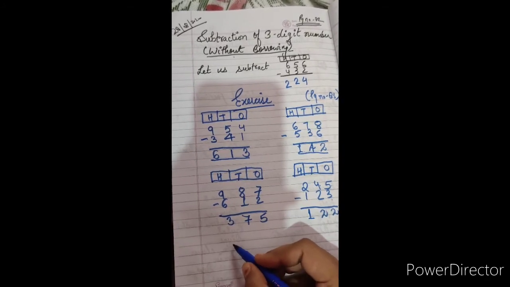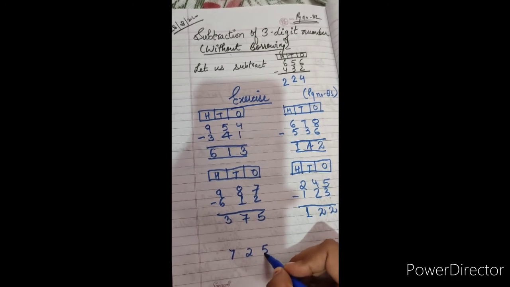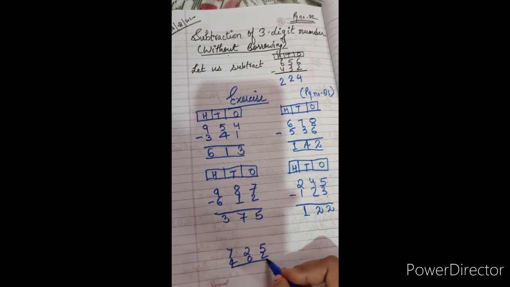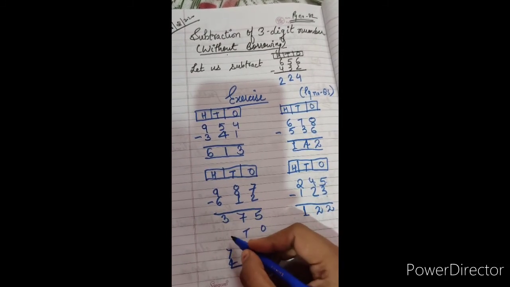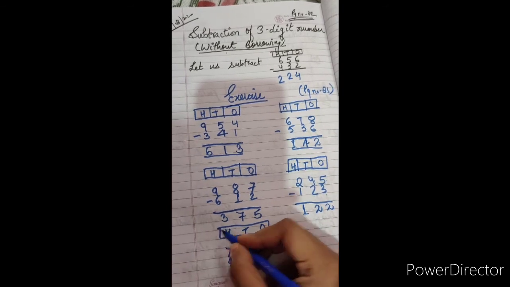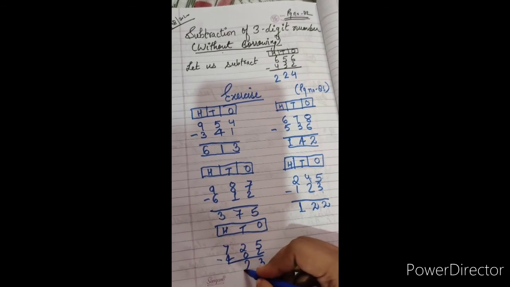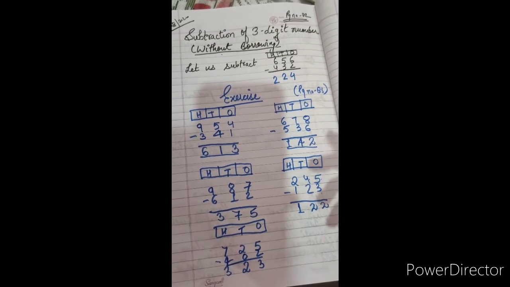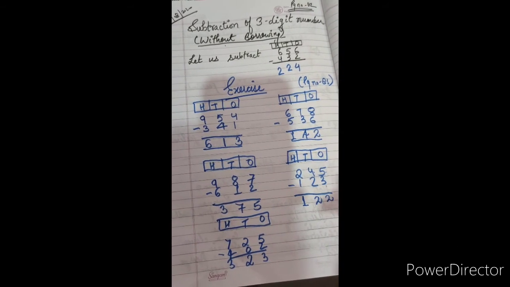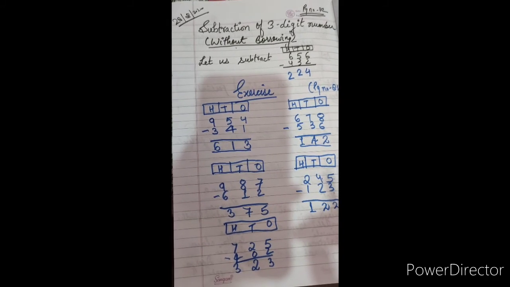Next question, 725 minus 402. This is ones, this is tens, this is hundreds. 5 minus 2 is 3, 2 minus 0 is 2, and 7 minus 4 is 3. Right? Yes. And homework is to complete page number 83.